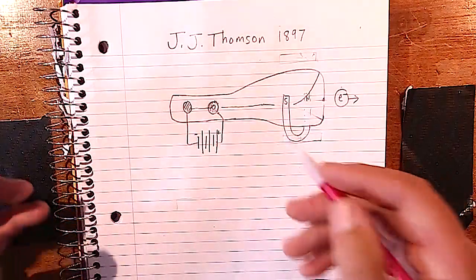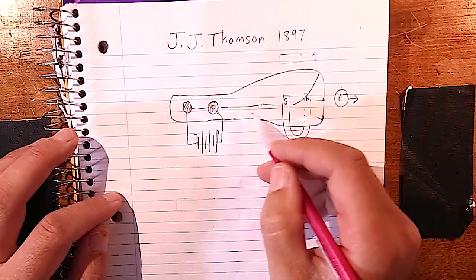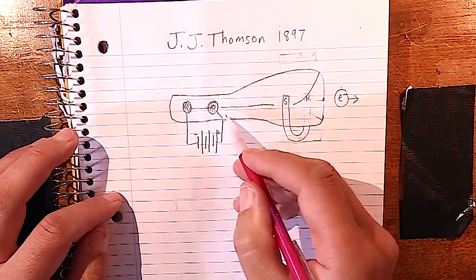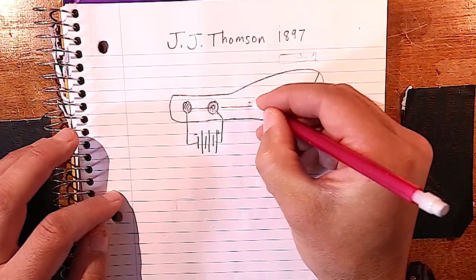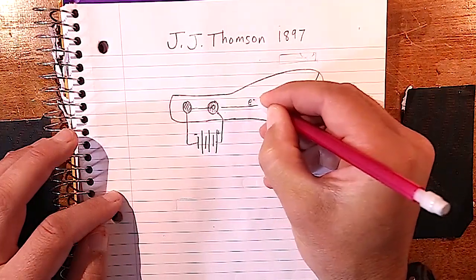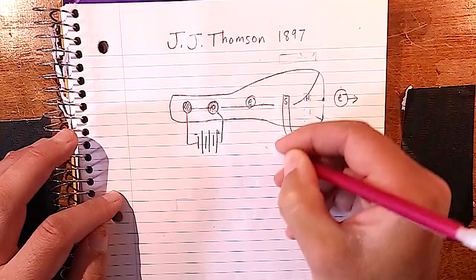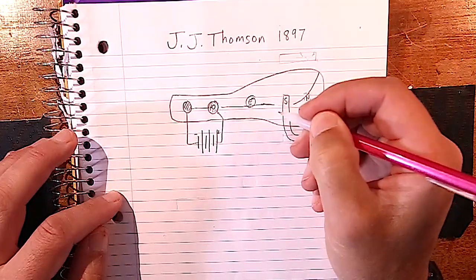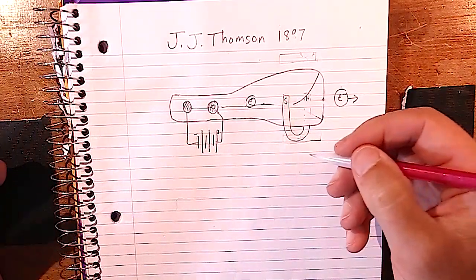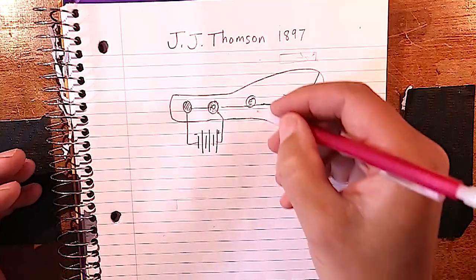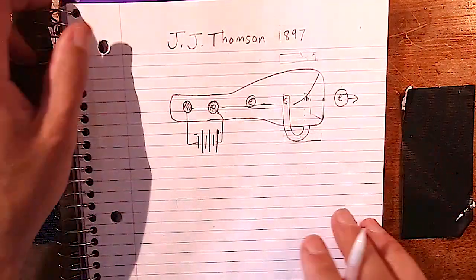So he comes up with this idea and says that this beam must be the flow of little tiny electrical charges. So this is the discovery of the electron, these little tiny negative particles. But here's the problem. What are they? Because now we have these little negative things.